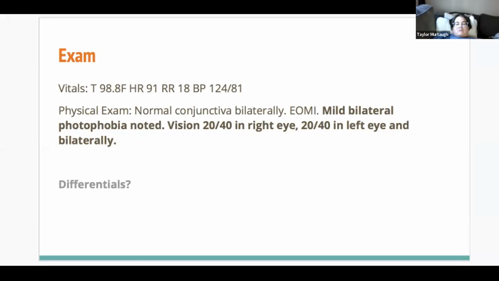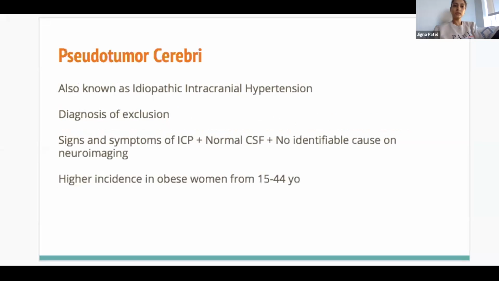Pseudotumor cerebri. Yeah, pseudotumor cerebri. All right, so we're going to talk about pseudotumor cerebri. It's also known as idiopathic intracranial hypertension. This is a diagnosis of exclusion. It's a clinical syndrome, basically defined as signs and symptoms of increased intracranial pressure.